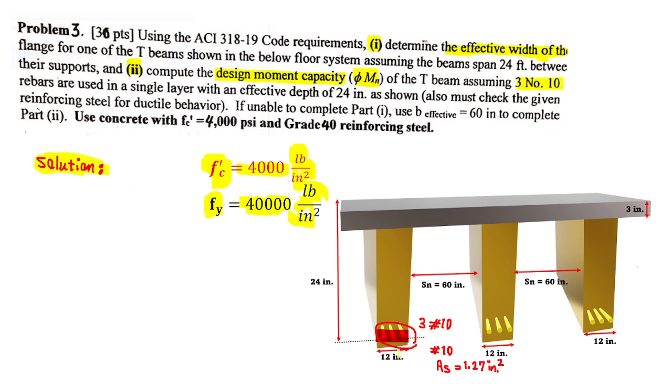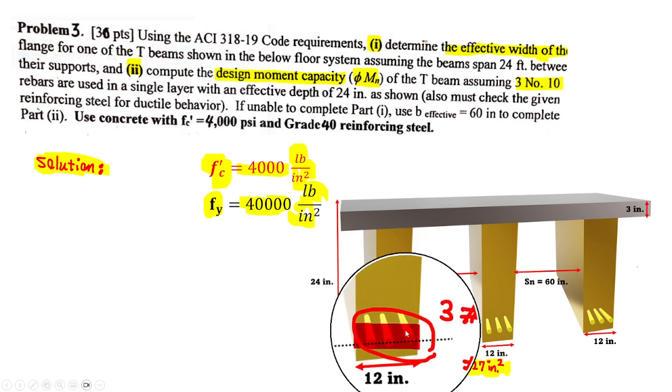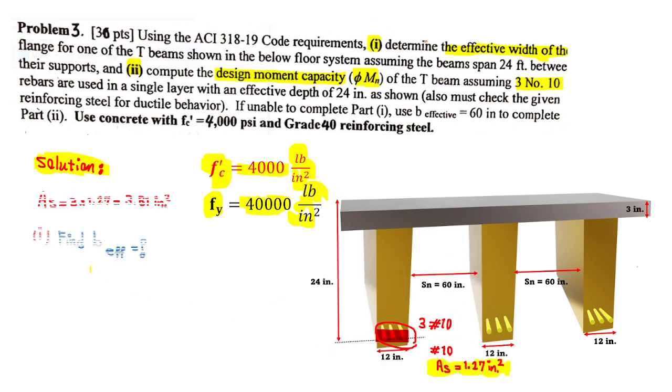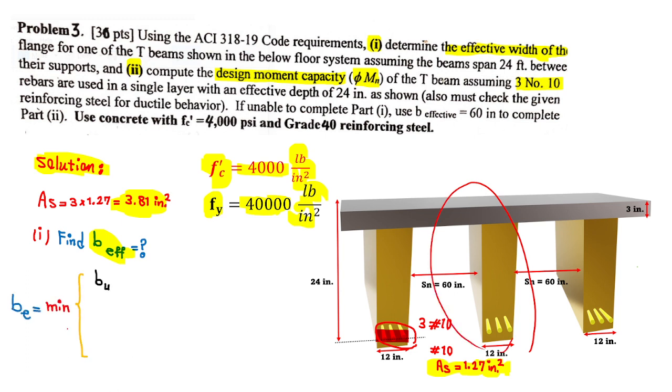So 3 number 10 rebars: each of them has As equal to 1.27 square inches, and we have 3 of them, so the total steel is 3.81 square inches. We want to find the effective width for one of these T-shaped sections. So let's see how we can approach it.